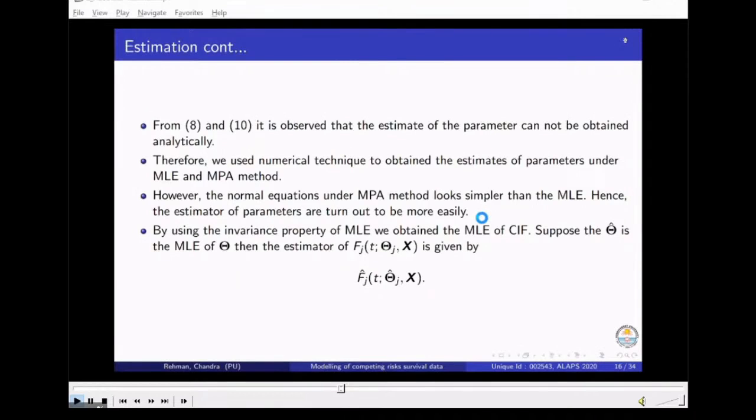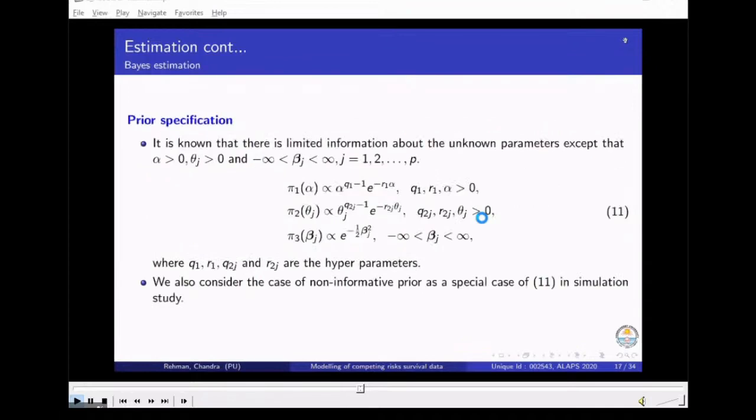From 8 and 10, it is observed that the estimates of the parameters cannot be obtained analytically. Therefore, we obtain the estimates using a numerical technique. However, the normal equation under the MPA method looks simpler than the MLE. Hence, the estimators of the parameters turn out to be obtained more easily. For obtaining the Bayes estimate of the MLE for CIF, we use the invariance property of the MLE.